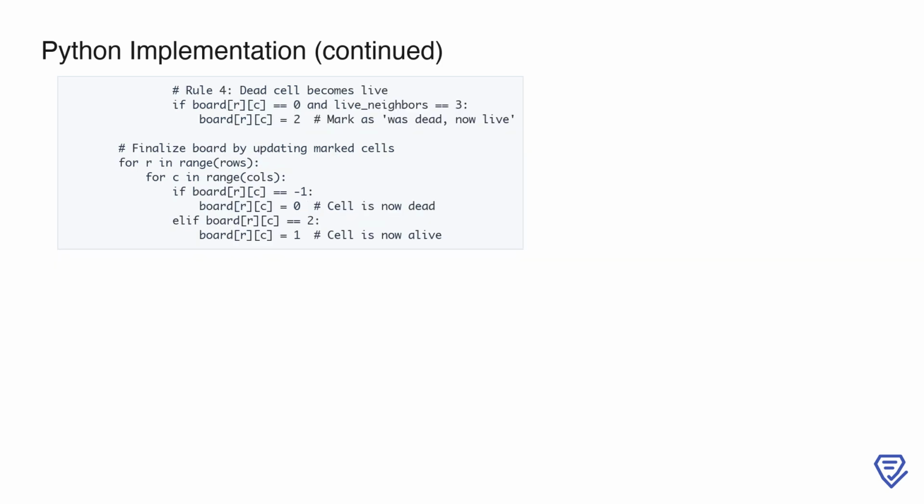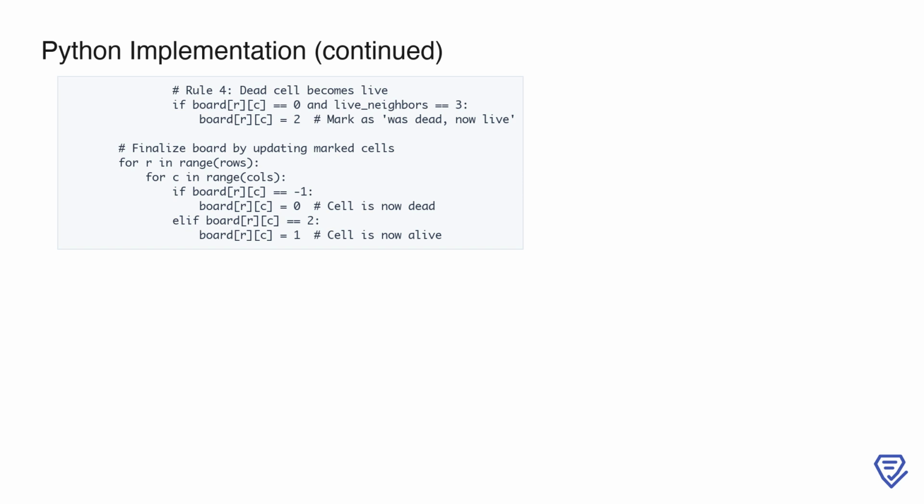Now, we handle the case where a dead cell becomes alive. According to the rules, if a dead cell has exactly 3 live neighbors, it transitions to the alive state. To mark this, we set its value to 2, which indicates it was dead but is now alive. Once we've processed all cells and marked their transitions, we need to finalize the board. This is done in a second loop through all the cells, where we update the board based on the temporary values we used earlier. Cells marked as -1 are updated to 0, meaning they are now dead.